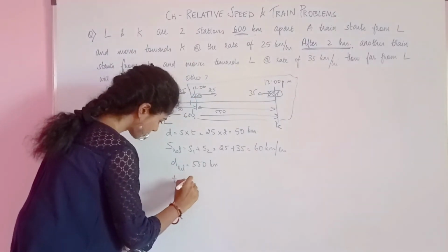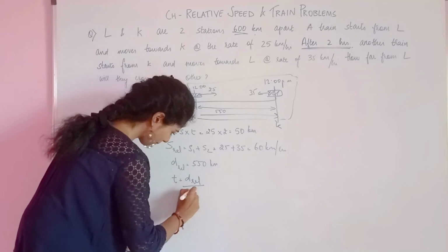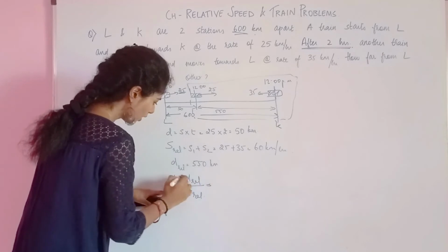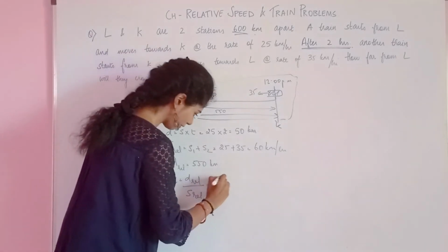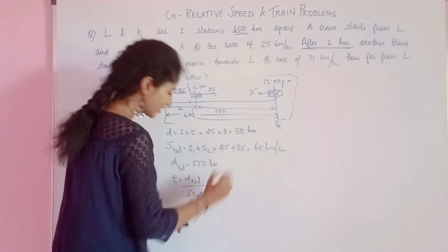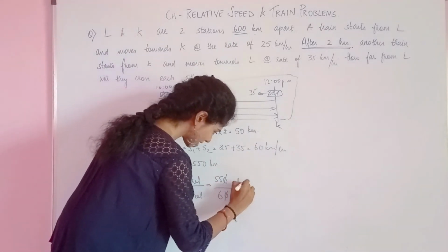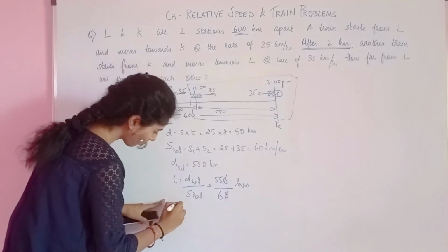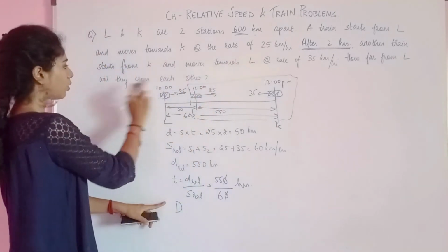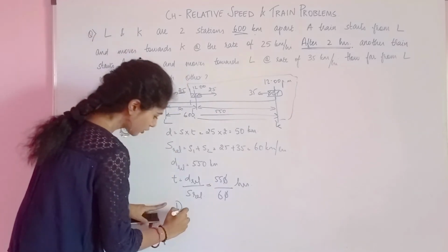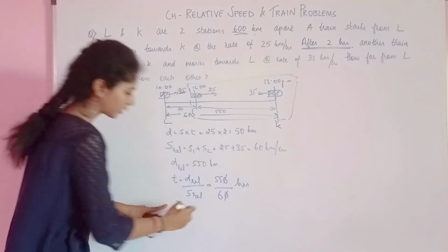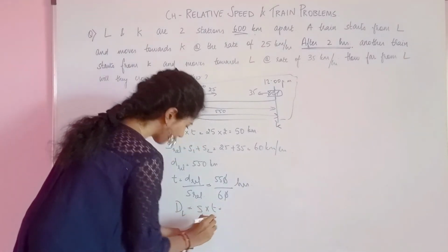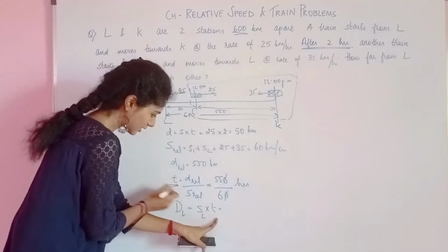So the time is nothing but relative distance divided by relative speed. The time at which they cross each other is going to be relative distance by relative speed, which is 550 km divided by 60, which is 55 by 6 hours. At 55 by 6 hours, they are going to meet each other. So what is the distance? How far from Lonavala will they cross each other is the question. So the distance from Lonavala is speed into time, which is the speed of the Lonavala train into this time.